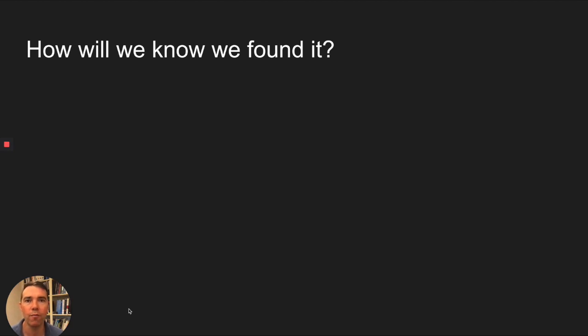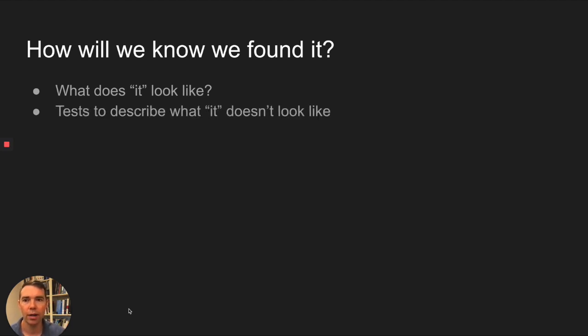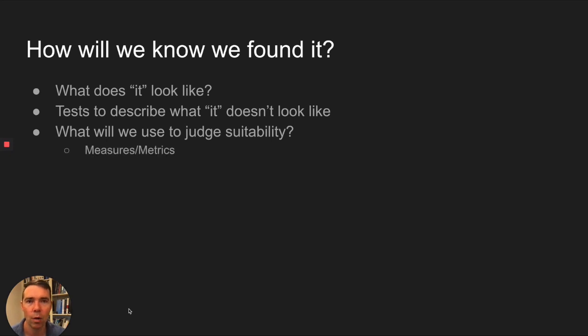But how will we know we've found something that improves upon this standard model? So really, what is the question we're asking ourselves today is, how will we know we found it? So trying to describe what it looks like, but also trying to have a test to measure whether that thing that we found actually does look like what we're seeking, but also maybe a negative test to exclude those things that don't look like what we're seeking. What will we use to judge suitability? So that's what we are looking for today, is measures or metrics and units that we can talk about for different processes that we are seeking.